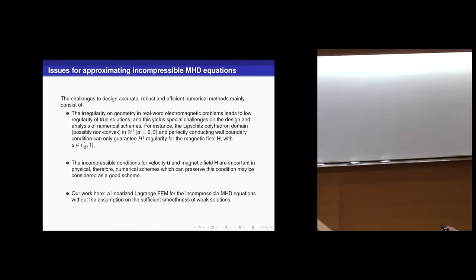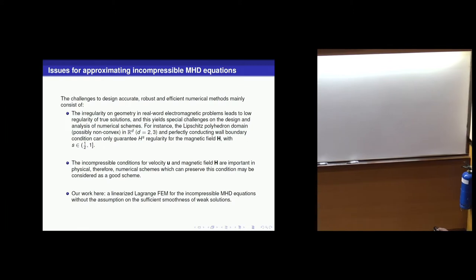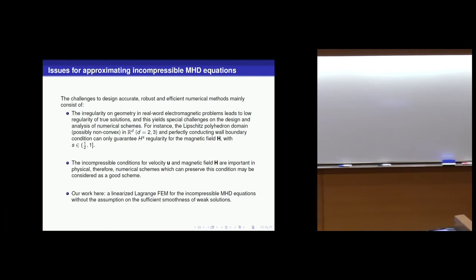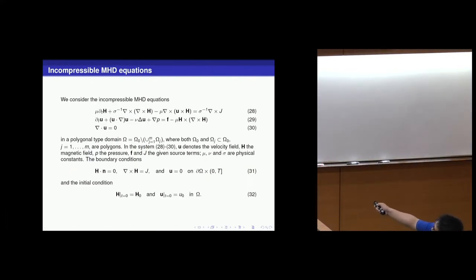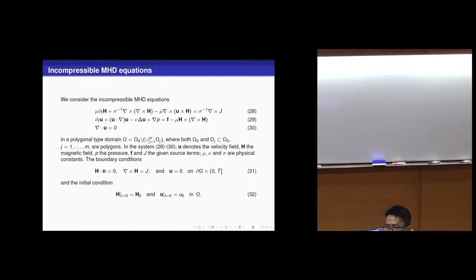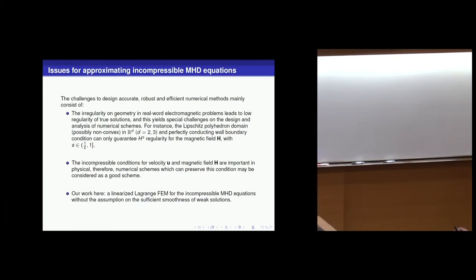Anyway, the second part is the incompressible condition for velocity u and the magnetic field H. That's the idea for the ideal MHD equation. But I haven't done any work for the incompressible MHD. But anyway, we need to design a numerical scheme for this. For some cases, we need to design the mixed finite element or non-conforming finite elements, for example, to make the analysis. But anyway, our work is here.